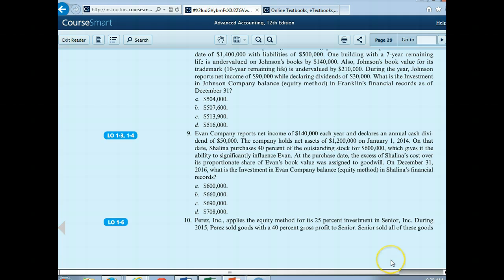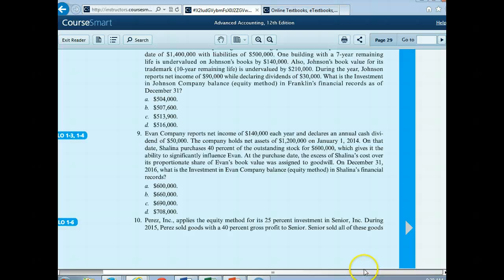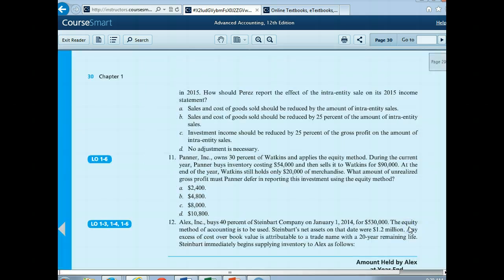So number 10, Perez applies the equity method for its 25% in Senior. During 2015, Perez sold goods with a 40% gross profit to Senior. Oh, then Senior sold all those goods. Yeah. So nothing needs to happen there. Now let's look at number 11.